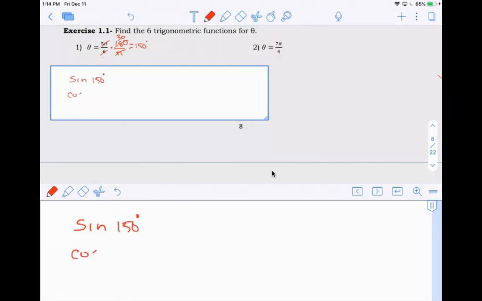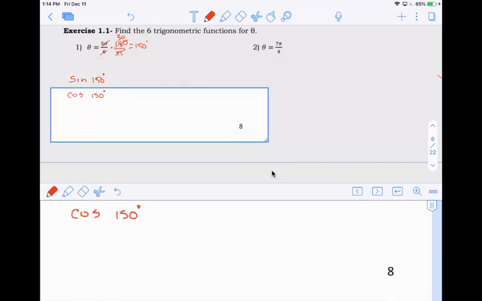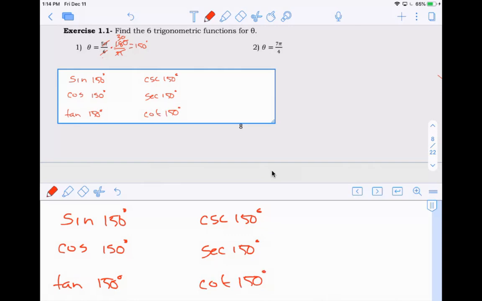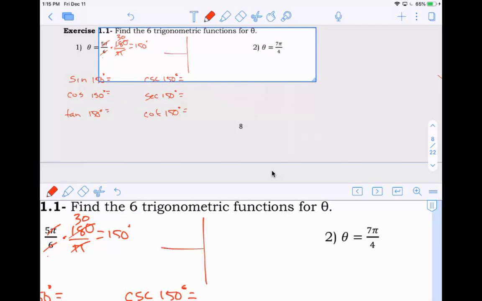So they want sine of 150. They want cosine of 150. They want tangent of 150, our 3 classics. And then what I like to do is write the other 3 in their opposite format. So cosecant of 150, secant of 150, and cotangent of 150. They want us to find all 3 of these. Well, I don't know about you, but I don't know how to find the second 3. We do know how to find the first 3 right now. So let's go ahead and draw 150. It's right about there, right?